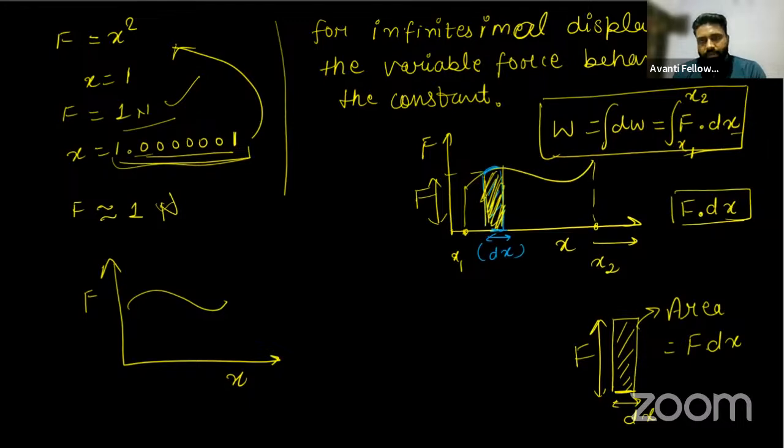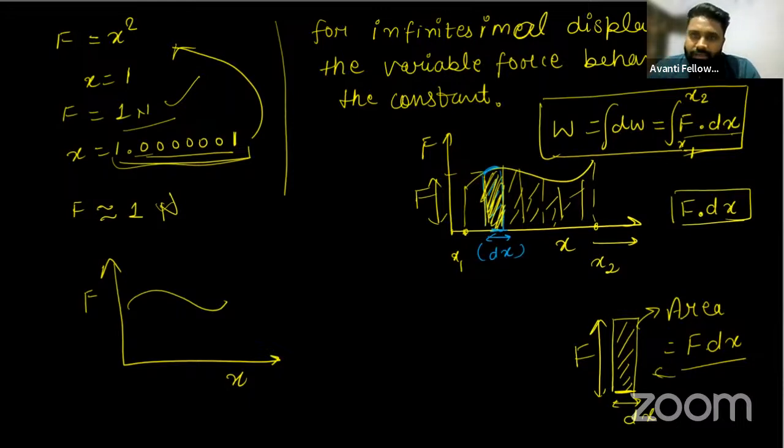What this means is that this graph is made up of, we can consider, an infinite number of strips, and if we add them, then we will have the total area under this curve. So what we are doing in work done is just adding those areas, because f dot dx is the area of that one strip.